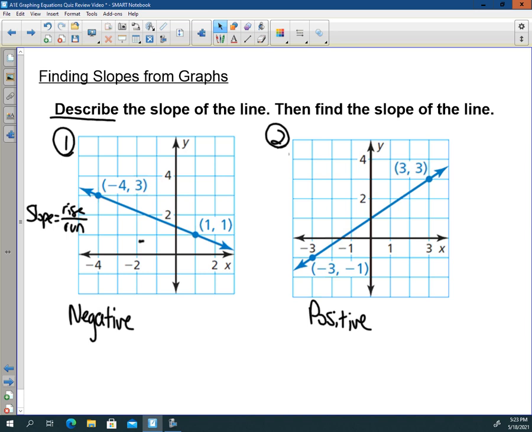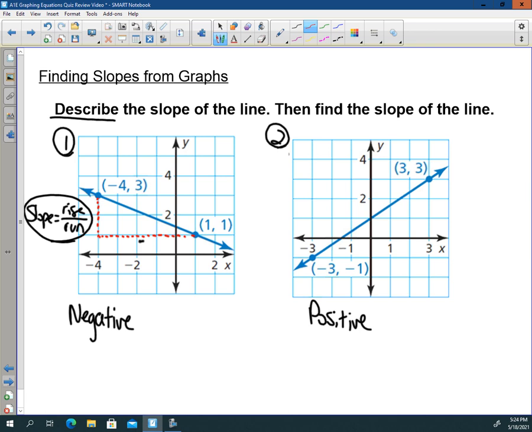And now we're actually going to find the slope of the line. And that's where this comes in. Slope equals rise over run. Because what we can do is connect the dots. We can figure out how far we have to go to get from negative 4, 3 in this first line over to 1, 1 on the line as well.